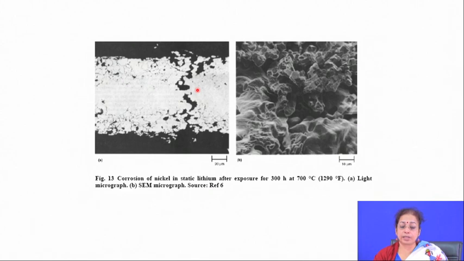This is corrosion of nickel in a static lithium environment after exposure for 300 hours at 700 degrees Celsius. Here also you can see that the porosities are interconnected in nature, and on the surface they look like big holes.